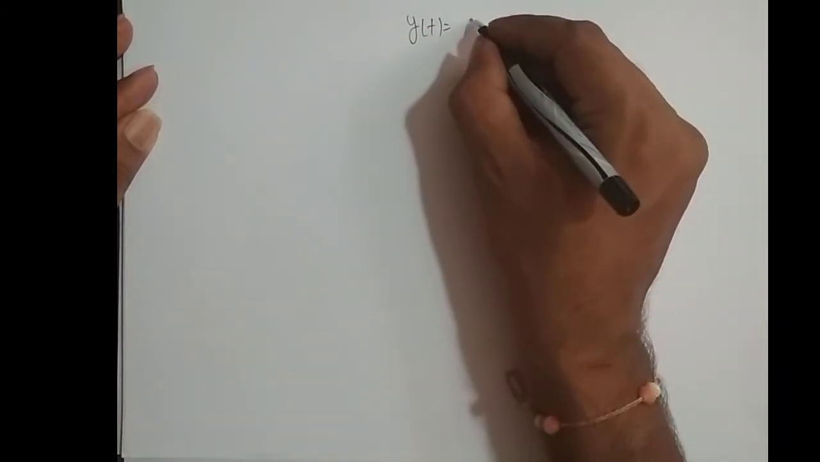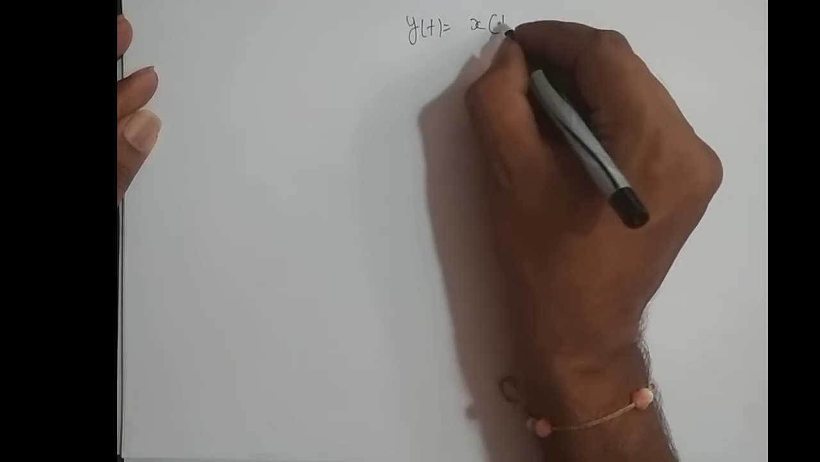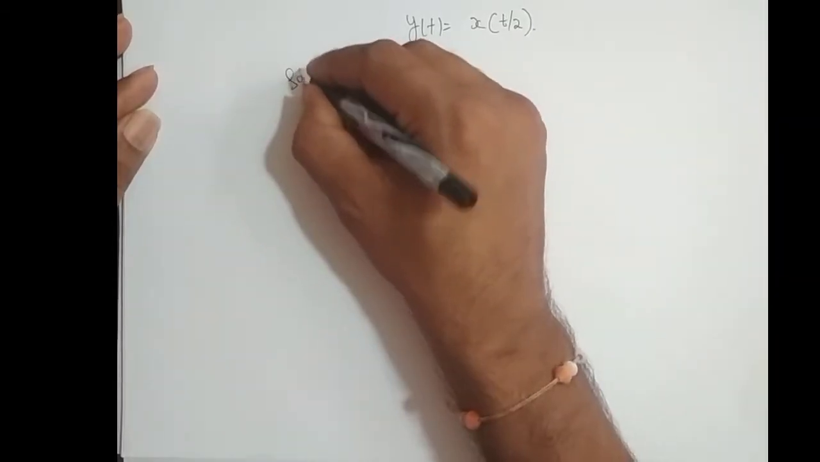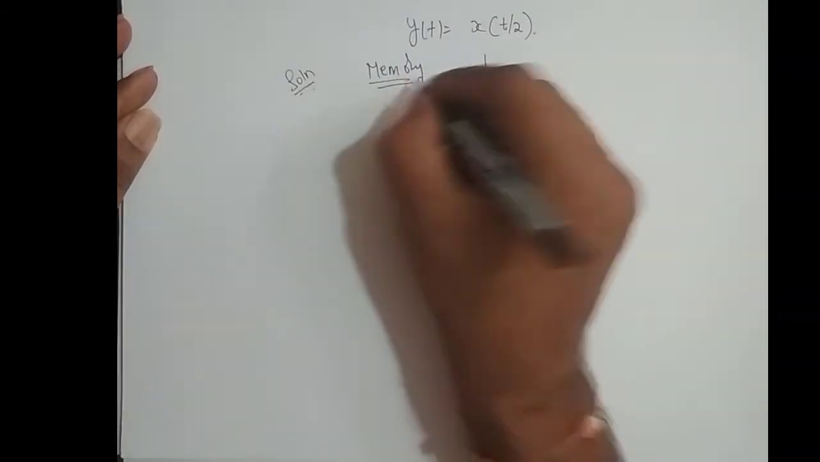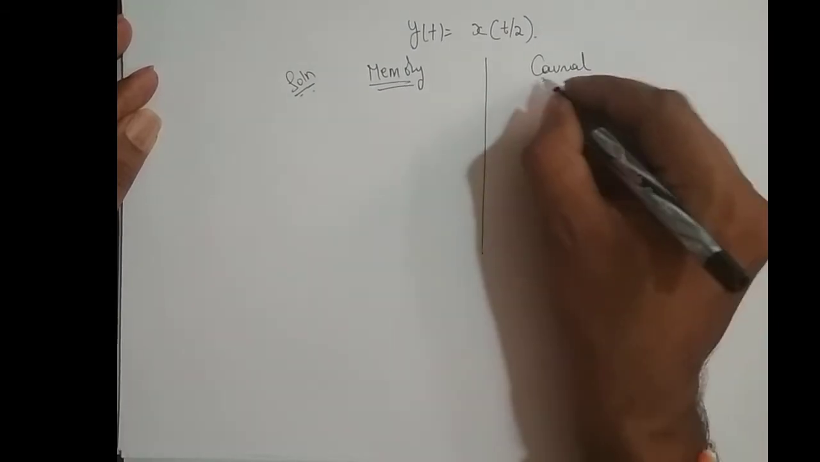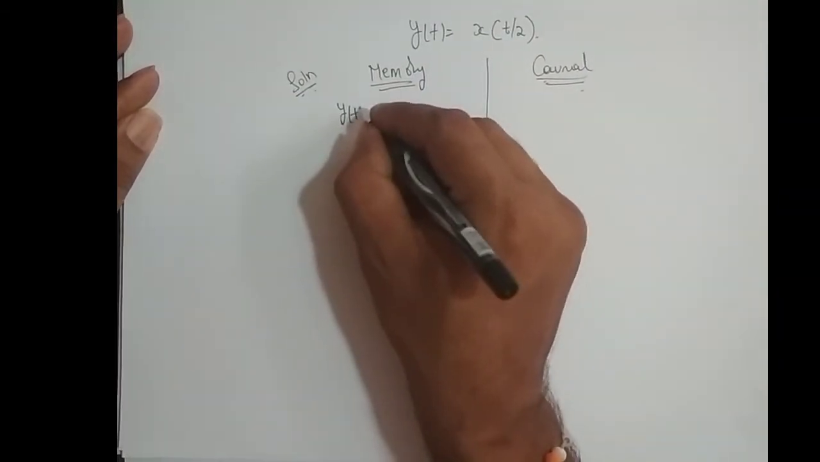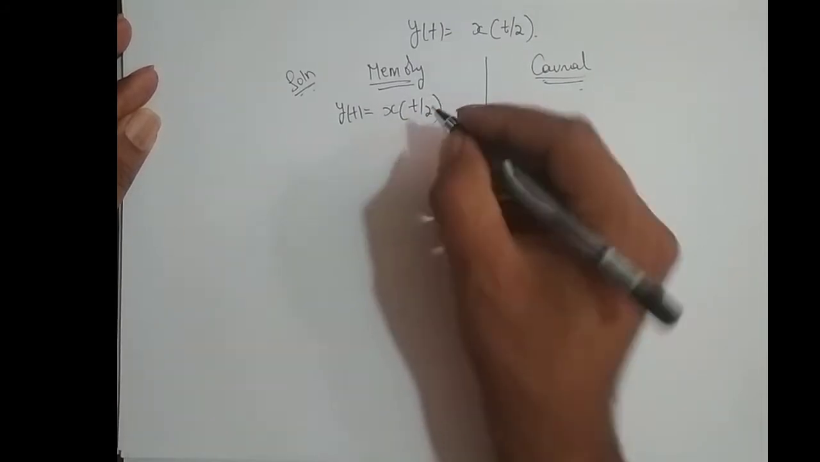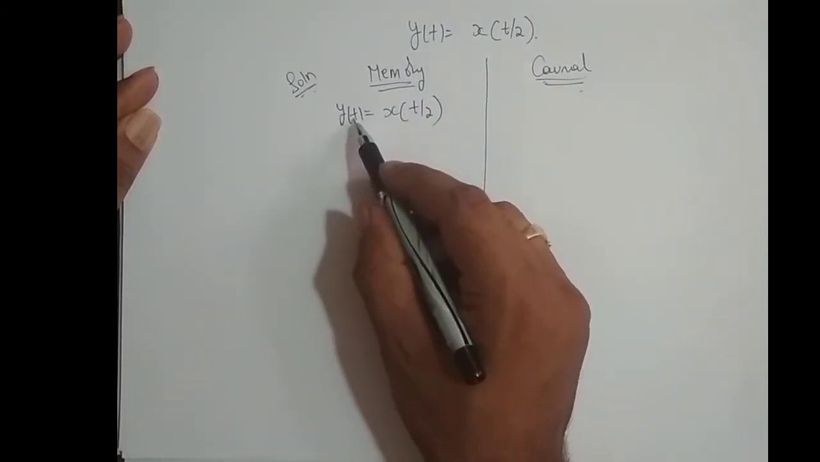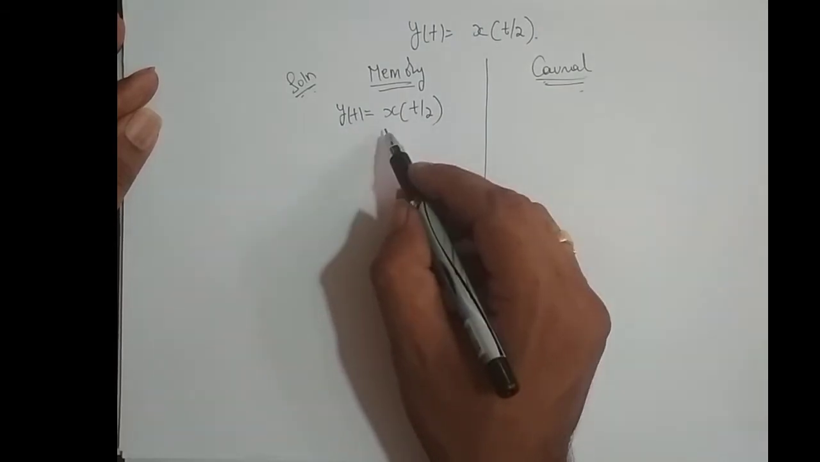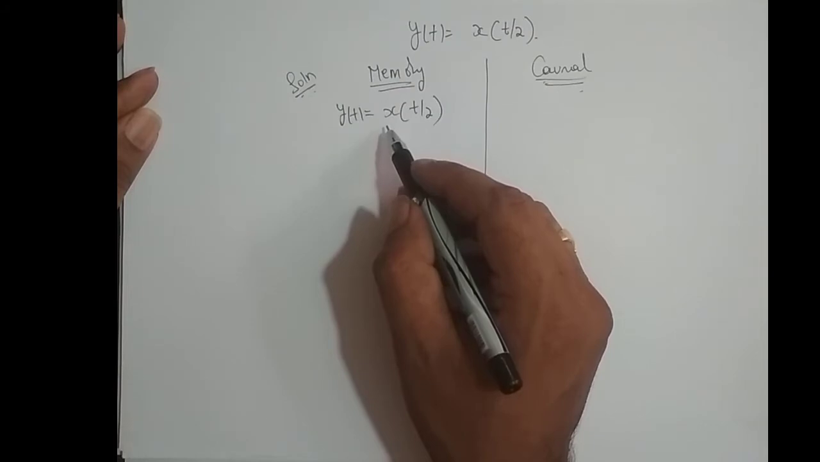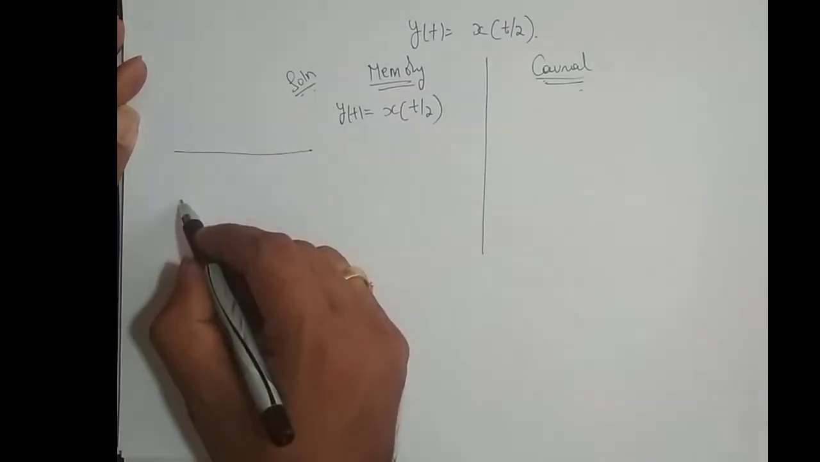Okay. So we'll take up one more. y of t is equal to x of t by 2. Okay. Solution. We check for memory first and then causal. So what's your guess? So y of t is equal to x of t by 2. If I put t is equal to 10, y of 10 is equal to x of 5, right? So what do you mean by that? Present output depends upon past input value, correct now?